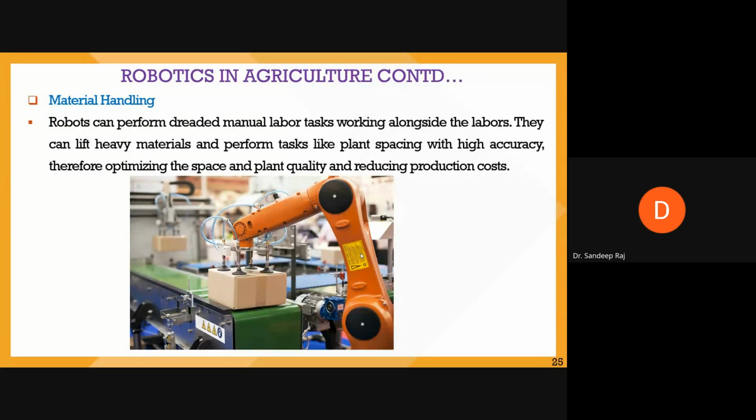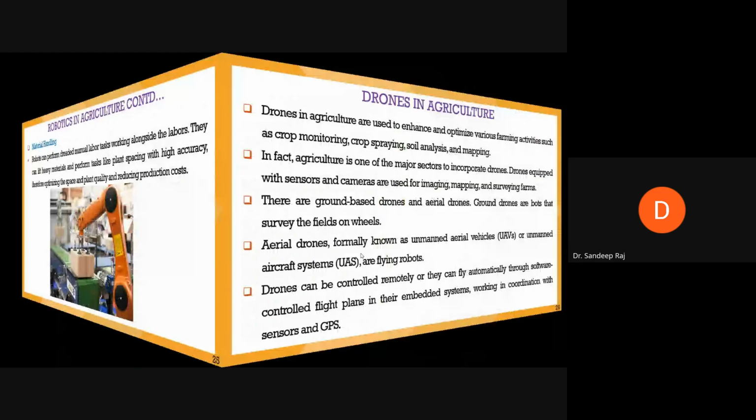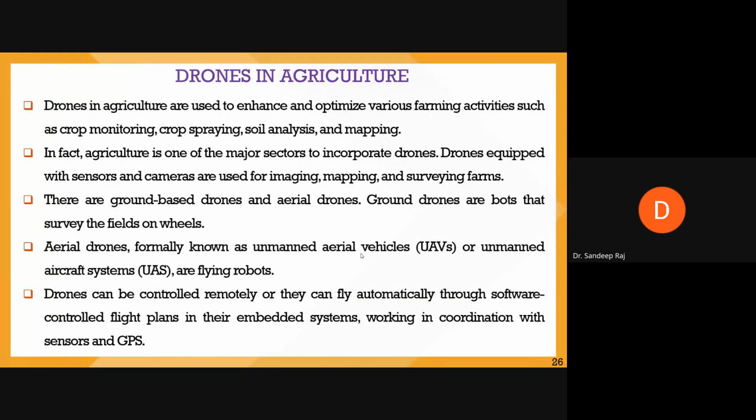These are the different kinds of robots used in the agricultural sectors in different countries. Coming to the drones part, drones in agriculture are used to enhance and optimize various farming activities such as crop monitoring, crop spraying, soil analysis, and mapping. In fact, agriculture is one of the major sectors to incorporate drones. They are equipped with different kinds of sensors and cameras which are used for imaging, mapping, and surveying farms.